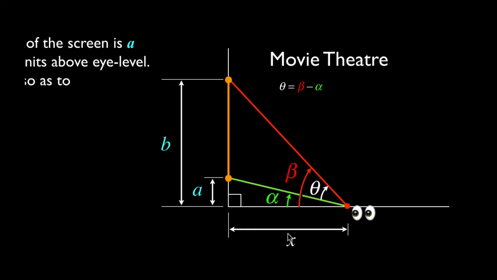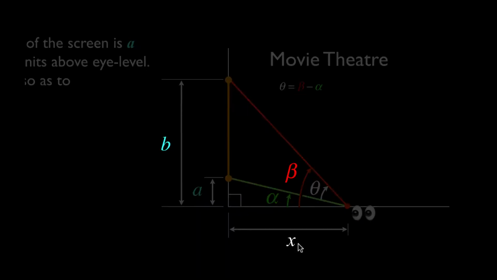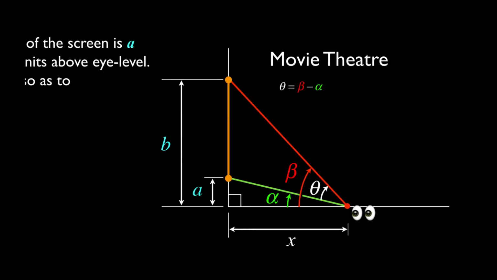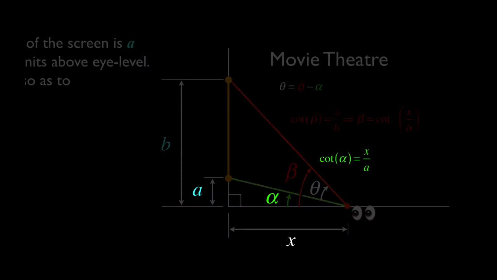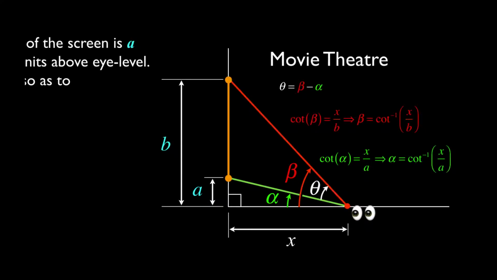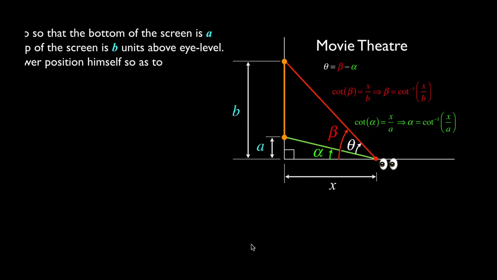Now, beta is related to the screen dimensions and this distance x in the following way. We say that x is the adjacent to angle beta, and B is the opposite to angle beta, and so we'd say the cotangent of beta is x over B. And what follows from that is the statement that beta is the cotan inverse of x over B. By exactly the same argument, we can say that cotangent of alpha is x over A using the smaller triangle, and alpha is cotan inverse of x over A.